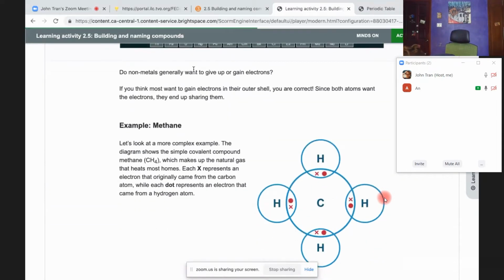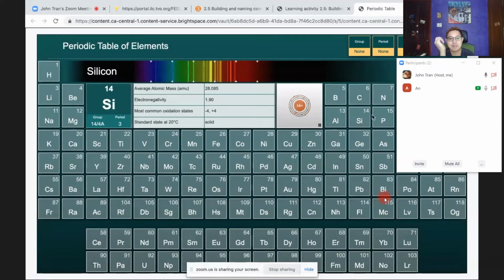Do nonmetals generally want to give up or gain electrons? If you think most want to gain electrons in their outer shell, you're correct. Look at the periodic table and you can guess if they want to give up or gain electrons. Remember, the rule is to try to get to 2 or 8 electrons.